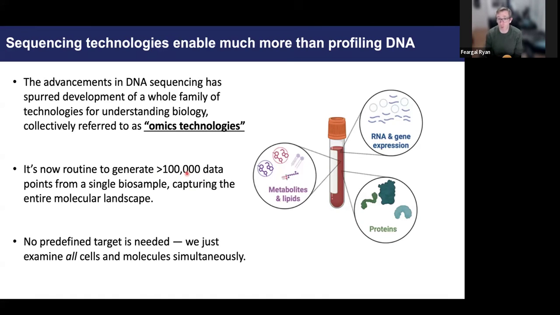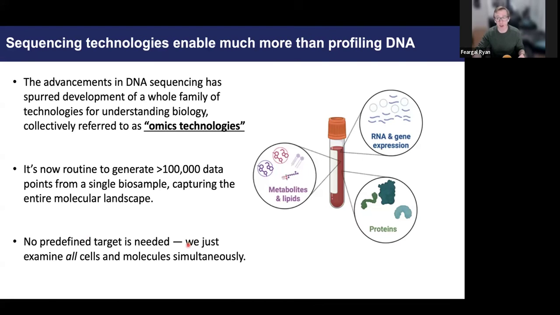But of course, the absolutely incredible thing about this is that we don't need to go in there with a hypothesis about one protein or one gene. We can actually just measure everything. We can measure all cells in the immune system, all bacteria, all molecules simultaneously, and simply see what's wrong. And then from there we can adjust accordingly.